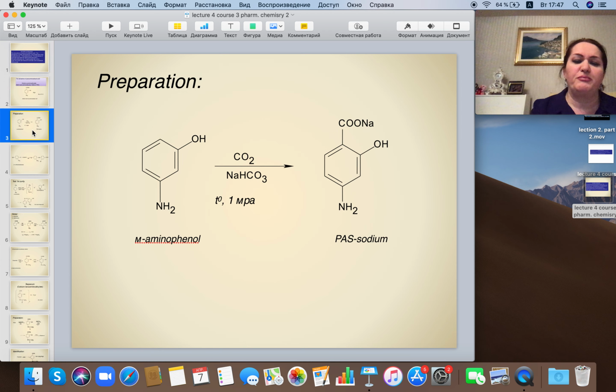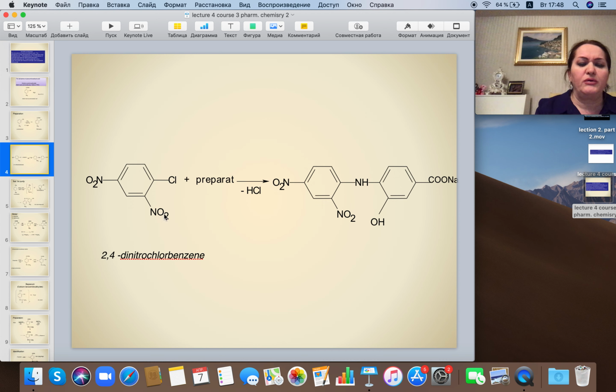When we speak about preparation, this substance is obtained from meta-aminophenol. During carboxylation of meta-aminophenol in the presence of sodium hydrocarbonate, at high temperature and under pressure, we receive para-aminosalicylate sodium or PAS sodium.